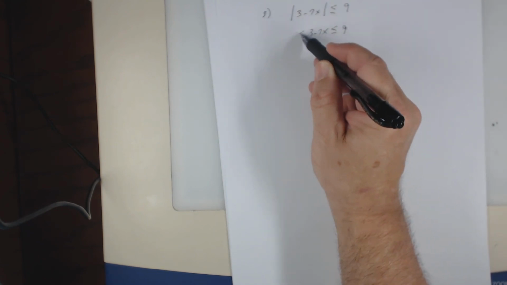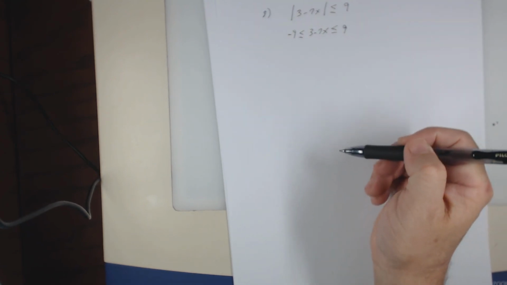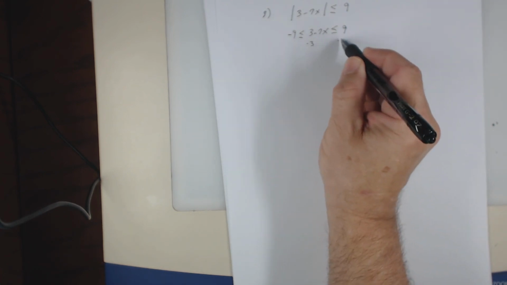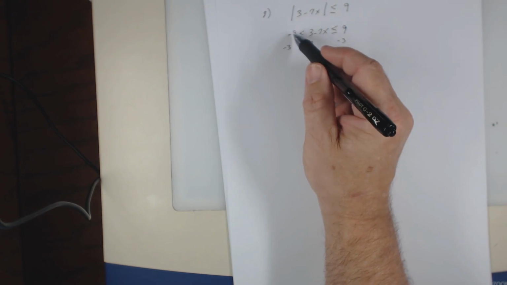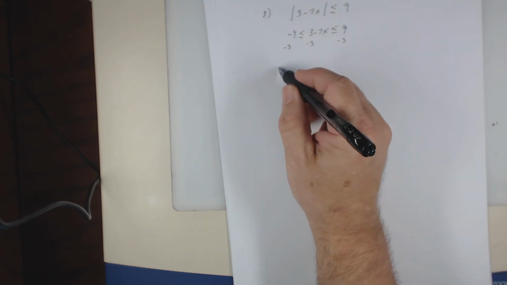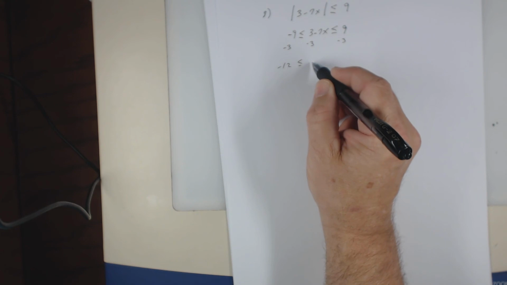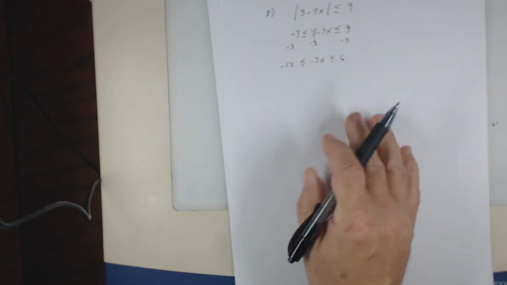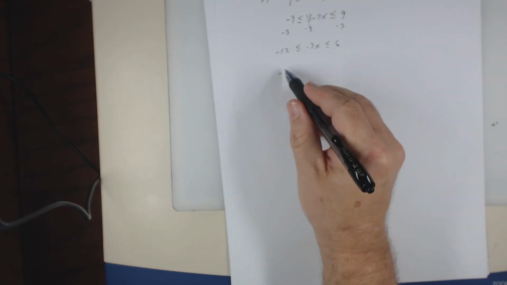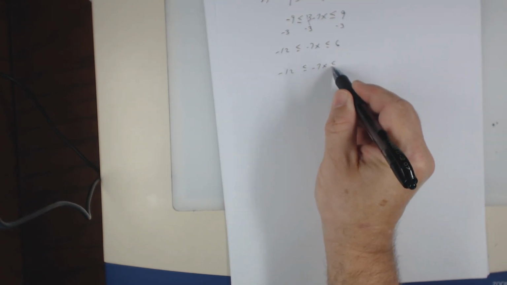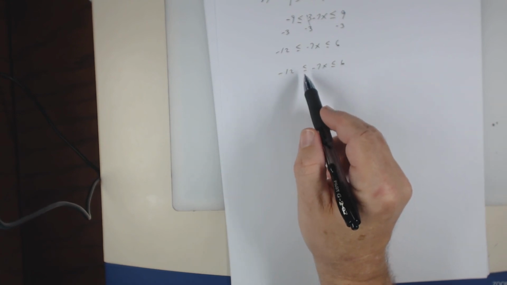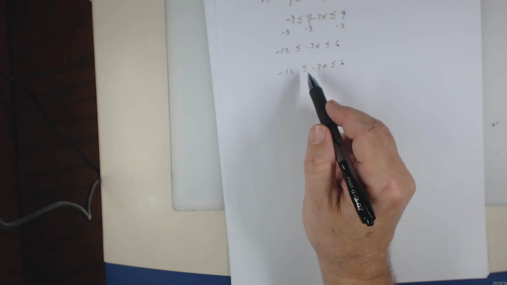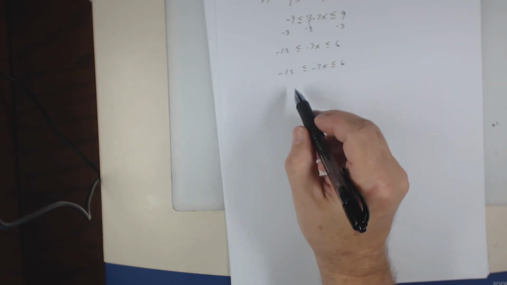And at the same time, 3 minus 7x is greater than or equal to -9. Okay, what's the next step? Subtract 3 from all sides. All right. So -9 minus 3 is -12, which is less than or equal to -7x, which is less than or equal to 6. Okay, let me go ahead and rewrite this. Now remember, when you write a compound statement, these have to be in the same order, right? Less than, less than. Okay. What's the next step?